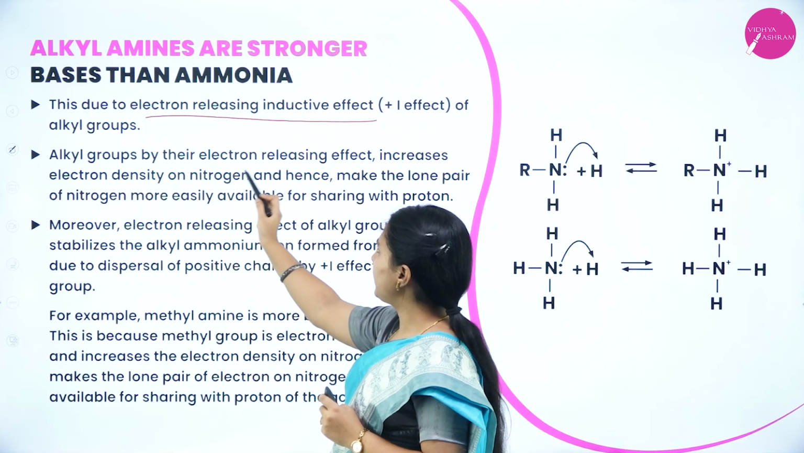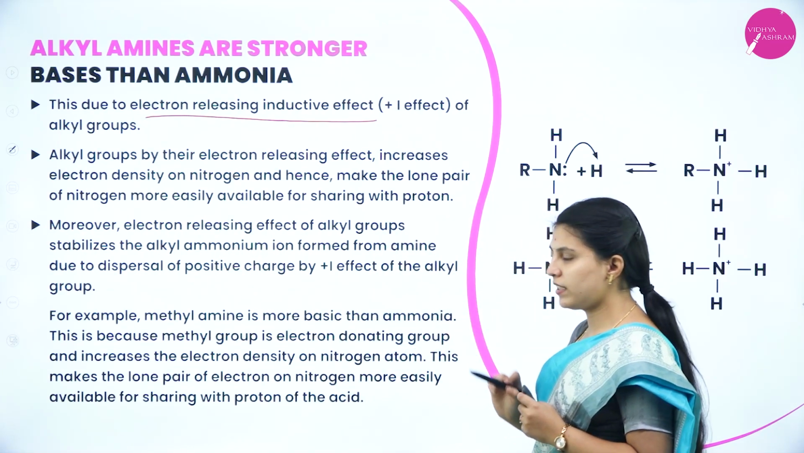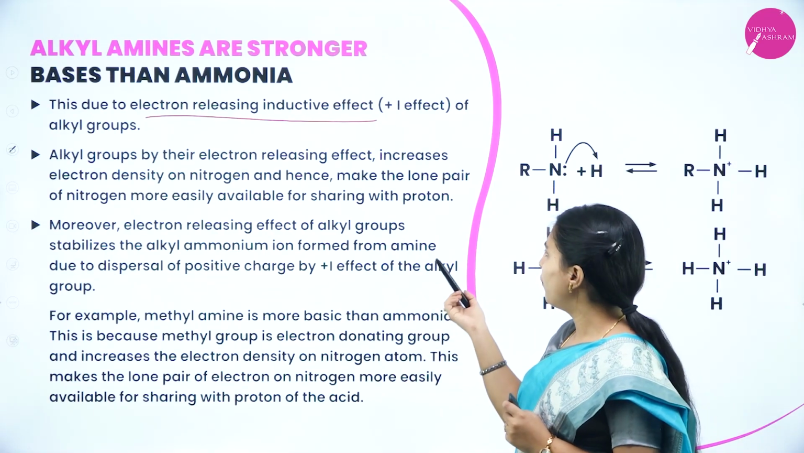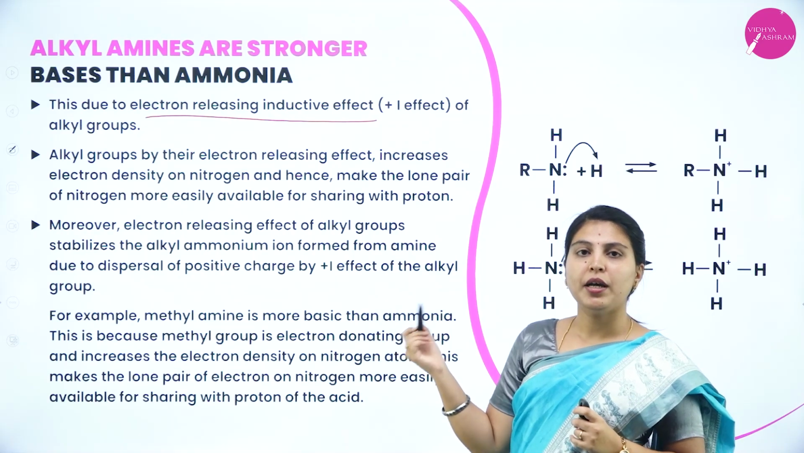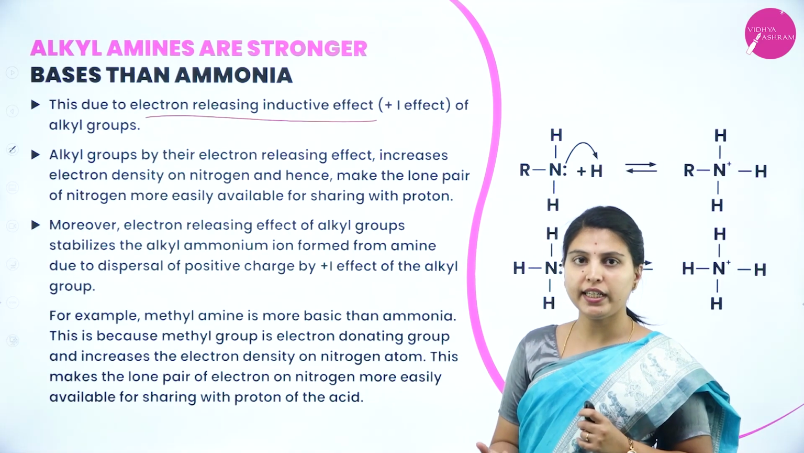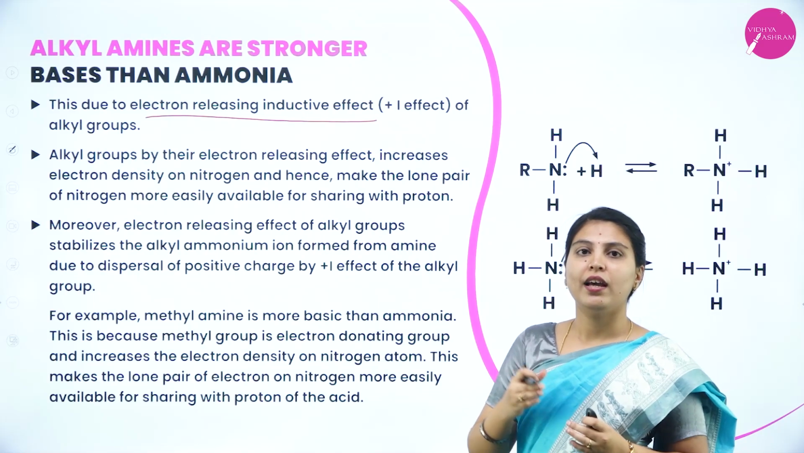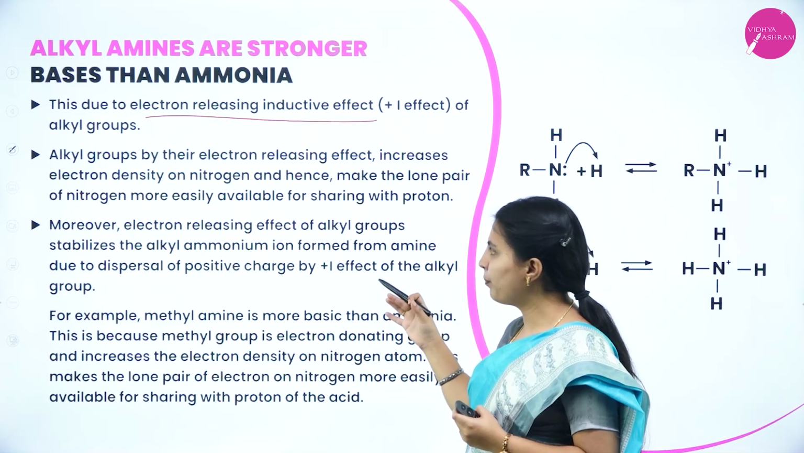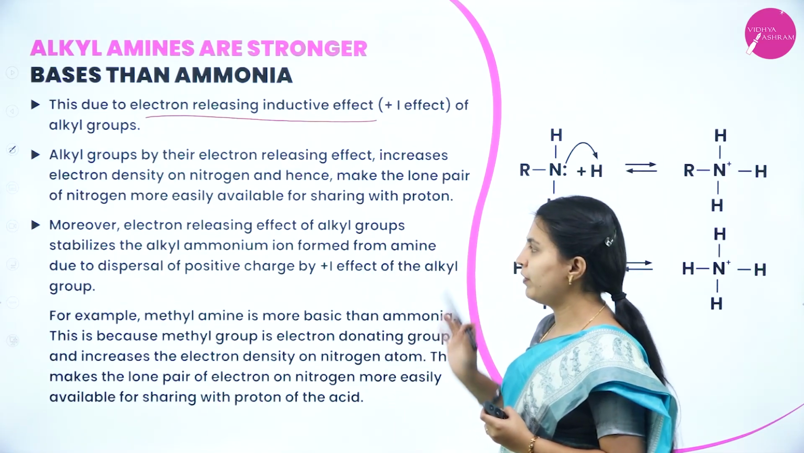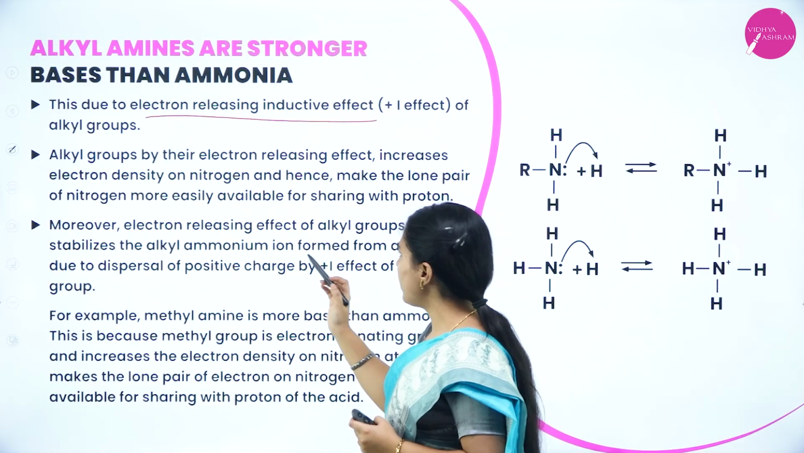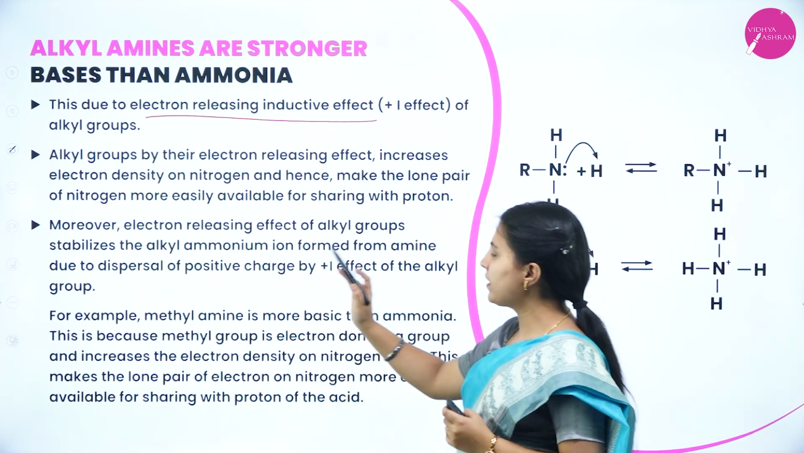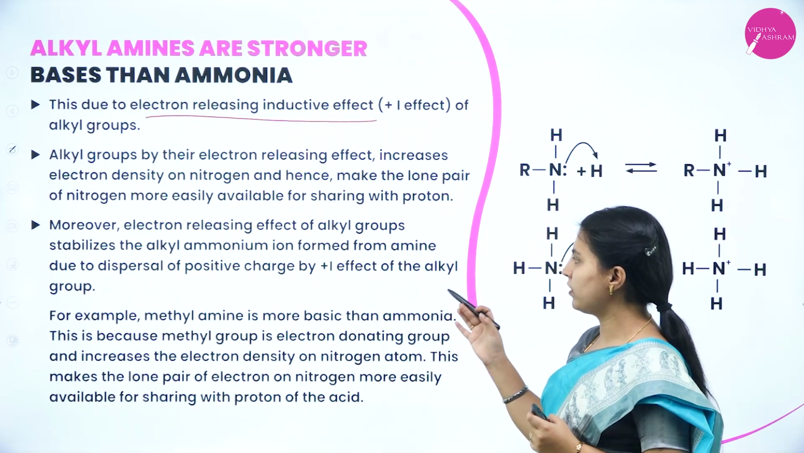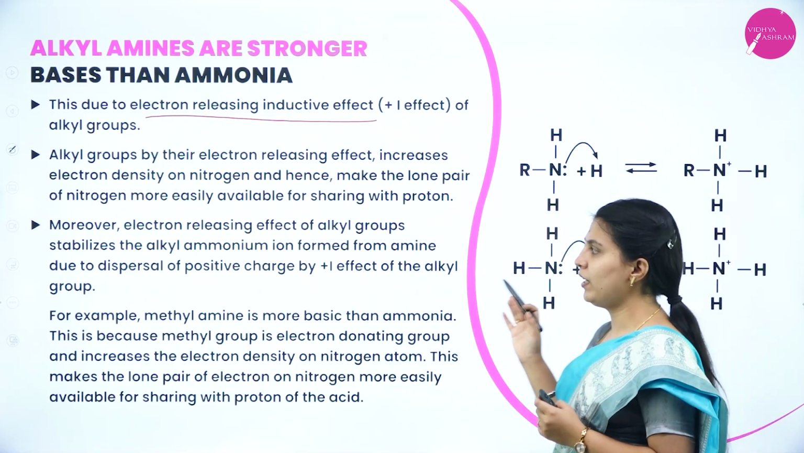Also, alkyl groups by their electron releasing effect increase electron density on nitrogen and hence make the lone pair of nitrogen more easily available for sharing with a proton. We know that based on the electron releasing inductive effect, the nitrogen atom becomes electron rich, so it makes the lone pair easily available for sharing with a proton. Moreover, the electron releasing effect of alkyl groups stabilizes the alkyl ammonium ion formed from amine due to dispersal of positive charge by the plus I effect of the alkyl group.